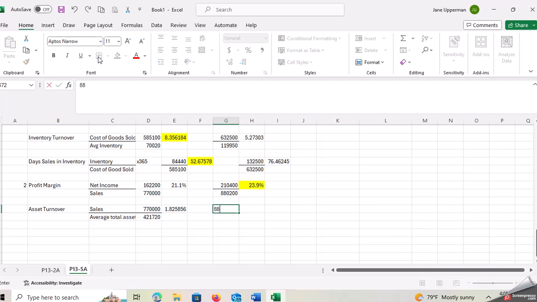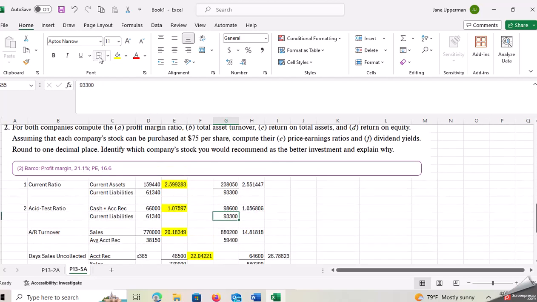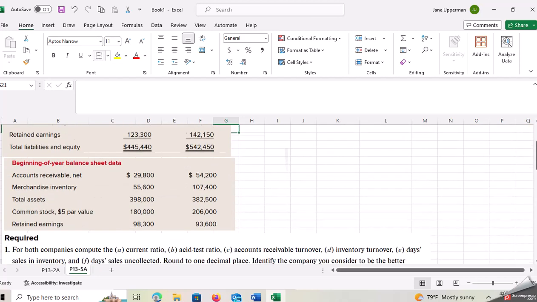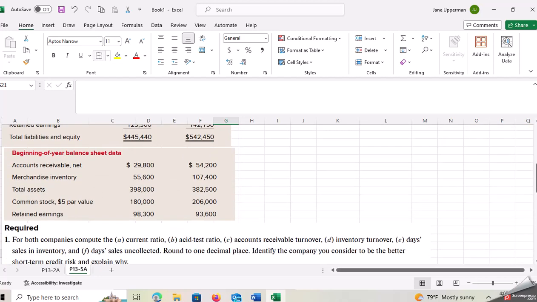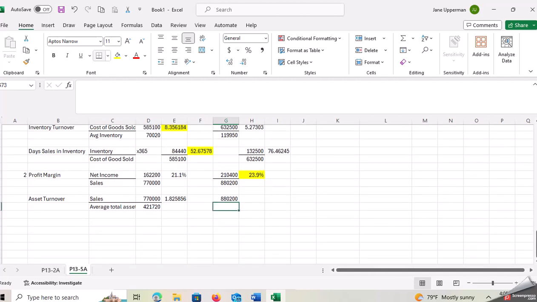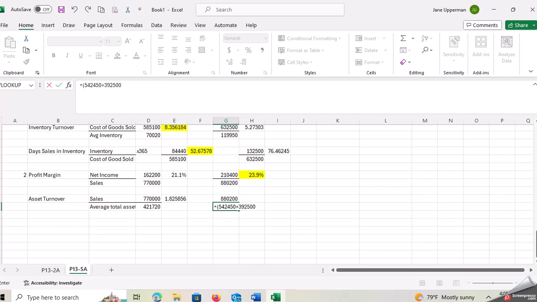So again, the sales are right above. The 880,200 is our sales. Our total assets for the other company, the Cayenne company, the ending assets are 542,450. Then go down to here. Our beginning ones are 382,500. So we'll come down, put in our equals and then our formula. So 542,450 plus 392,500. Let me go back up there. And then we'll divide that by 2.